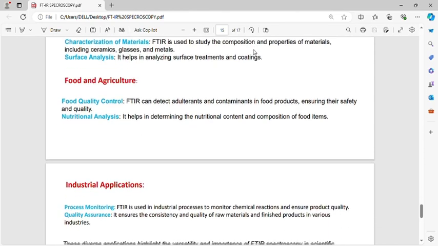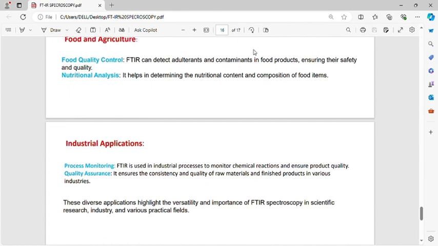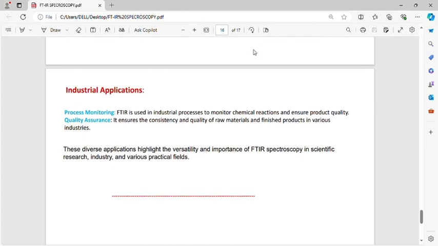Food and agriculture, food quality control. FTIR can detect adulterants and contaminants in food products, ensuring their safety and quality. Nutritional analysis. It helps in determining the nutritional content and composition of food items. Industrial applications, process monitoring. FTIR is used in industrial processes to monitor chemical reactions and ensure product quality. Quality assurance. It ensures the consistency and quality of raw materials and finished products in various industries.